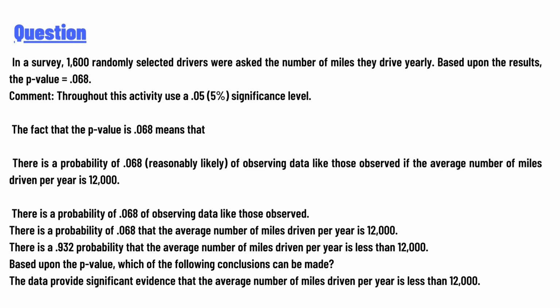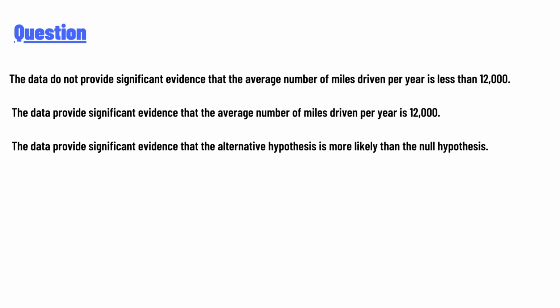Based upon the p-value, which of the following conclusions can be made? The data provides significant evidence that the average number of miles driven per year is less than 12,000. The data do not provide significant evidence that the average number of miles driven per year is less than 12,000. The data provides significant evidence that the average number of miles driven per year is 12,000. The data provides significant evidence that the alternative hypothesis is more likely than the null hypothesis.